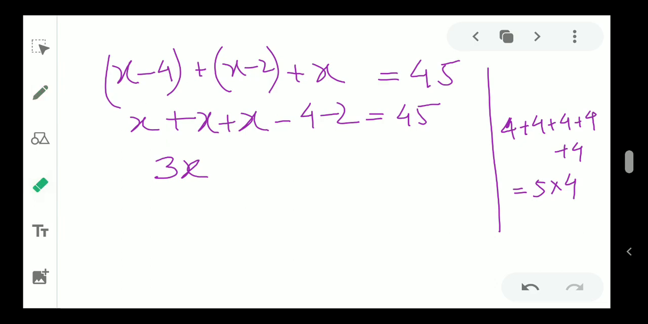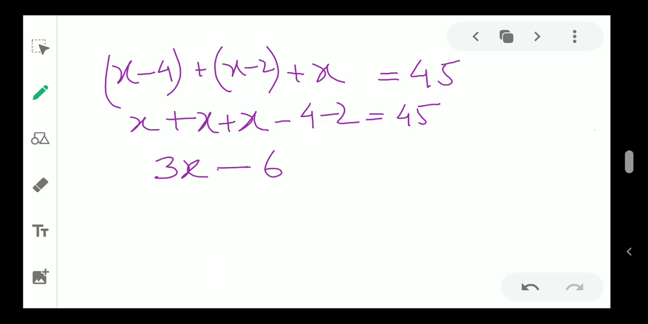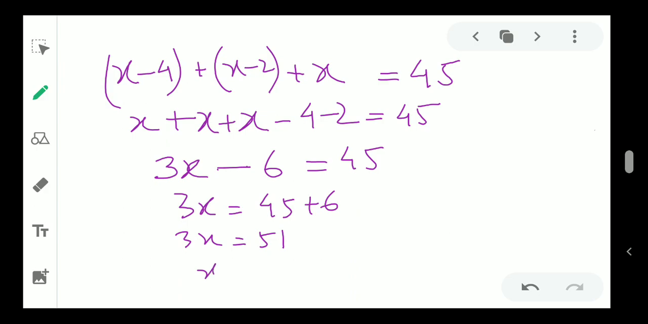So in the same way, if I can write like this, so why I cannot write x plus x plus x as 3 into x, that is basically 3x. I can write this, right? So that's why I have written like this. Minus 4 minus 4 minus 2, that is minus 6, equal to 45. So if I take minus 6 that side, that will be 45 plus 6, that is 3x equal to 51. So x equal to 51 divided by 3, that is 17.